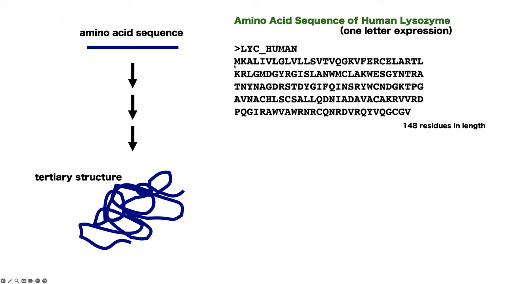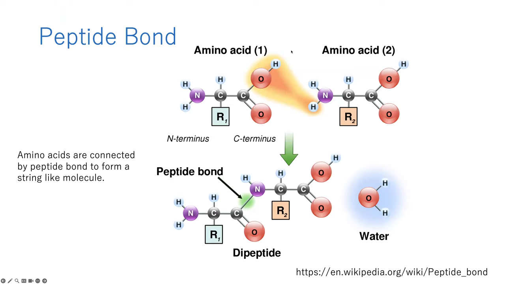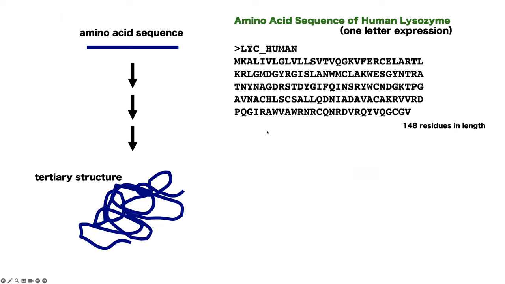Okay, so this is a one-letter expression. And the amino acid sequence has a direction. Here is the peptide bond of the dipeptide, but here is a free amino group, and here is a free carboxy group. So a long string-like molecule is generated by connecting many amino acid residues. The free amino group is present here. It is called the N-terminus, and the free carboxy group is present here. It is called the C-terminus. So in this one-letter expression, here is the N-terminal, and here is the C-terminal.